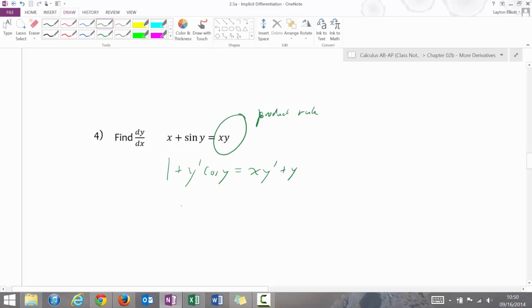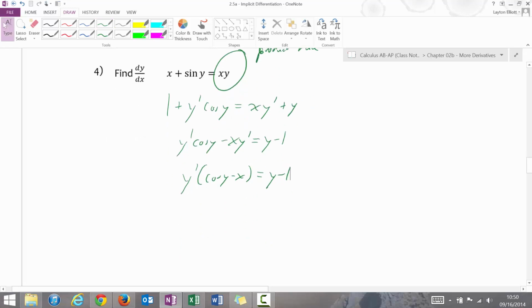So now we have multiple y primes. We're going to want to group those on one side. And I got y minus 1. And then I go to factor out the y prime. Cosine y minus x is equal to y minus 1. Divide both sides by what's left, and I get y prime is equal to y minus 1 over cosine of y minus x.